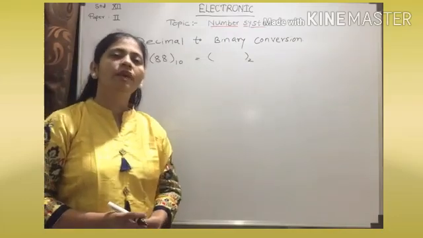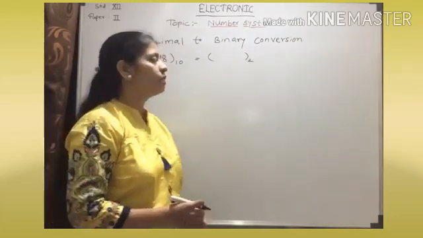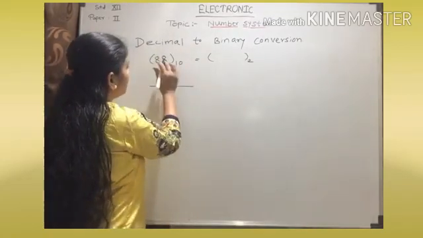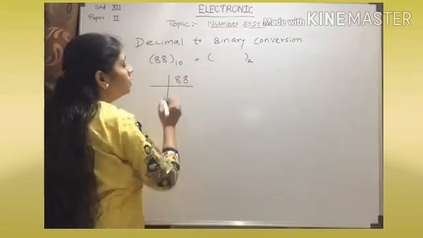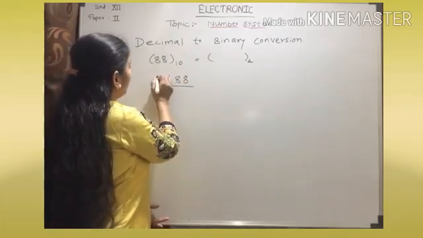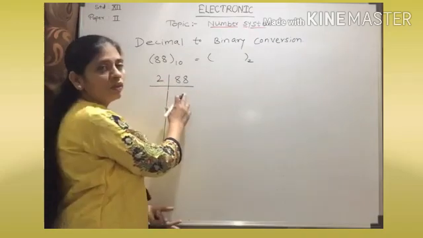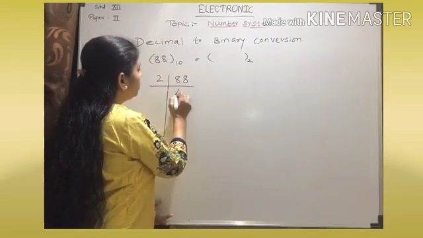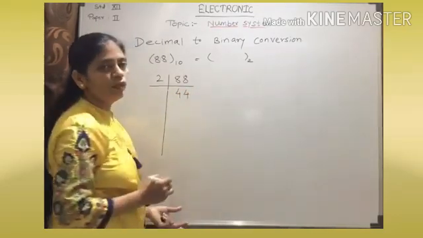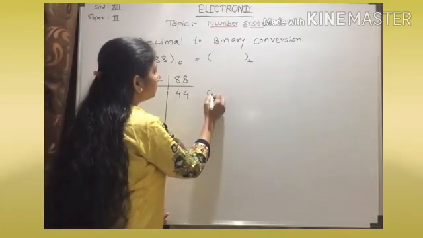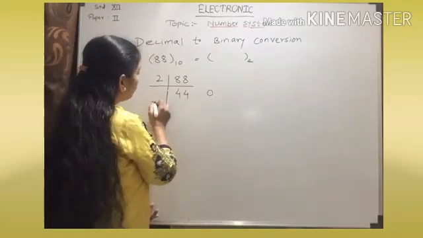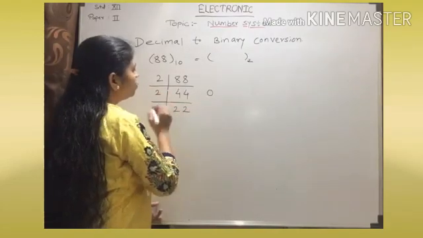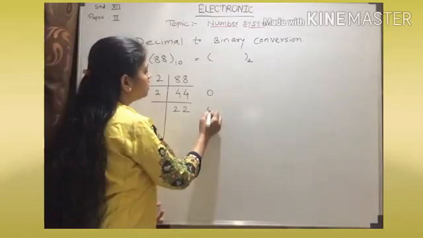In the double-double method, we have to divide the number by 2. So let's divide this decimal number by 2. By dividing this number, we got the quotient, and we have to take into consideration the remainder. We got the quotient 44 and the remainder 0. Now, again we have to divide this number by 2. We got the quotient 22 and the remainder is 0.